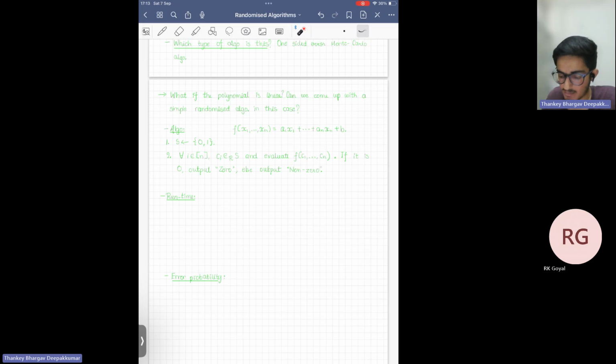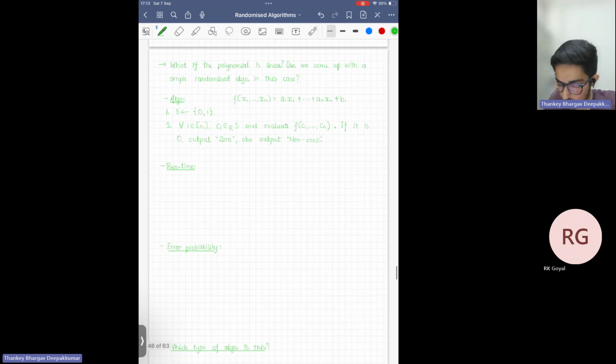That won't become clear here, but it would become clear when I look at a general algorithm. So over here, I would give a very simple reason why 2 works. The reason for 2 would become more clear when we look at the error probability. But right now, let's look at the running time.